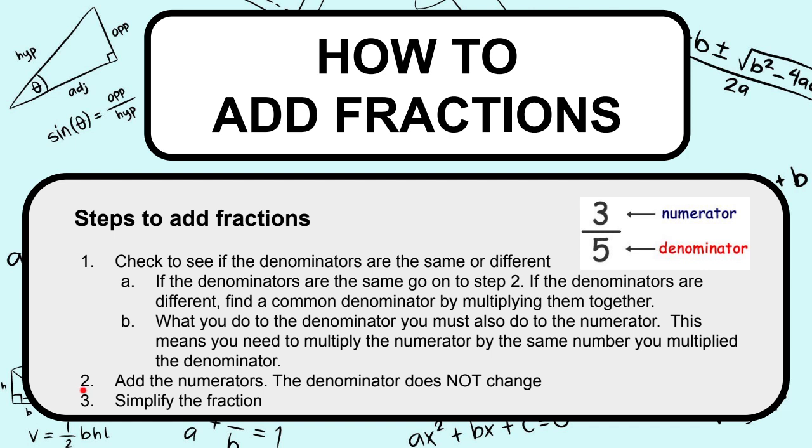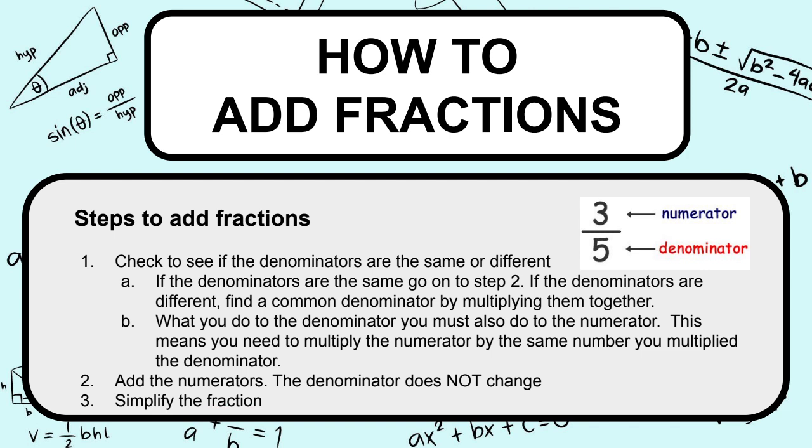Then, step number 2, add the numerators. Only the numerators. The denominator does not change. When you initially add, do not change the denominators. They stay the same. Once you do your multiplication and get that common denominator, that denominator is going to stay as part of your answer.